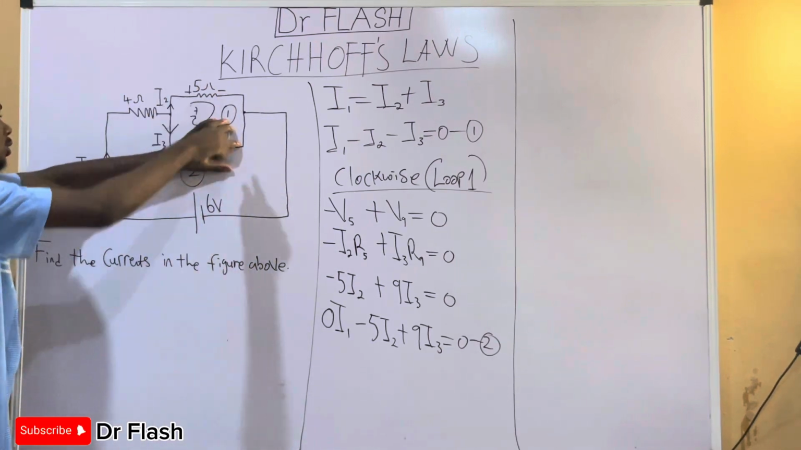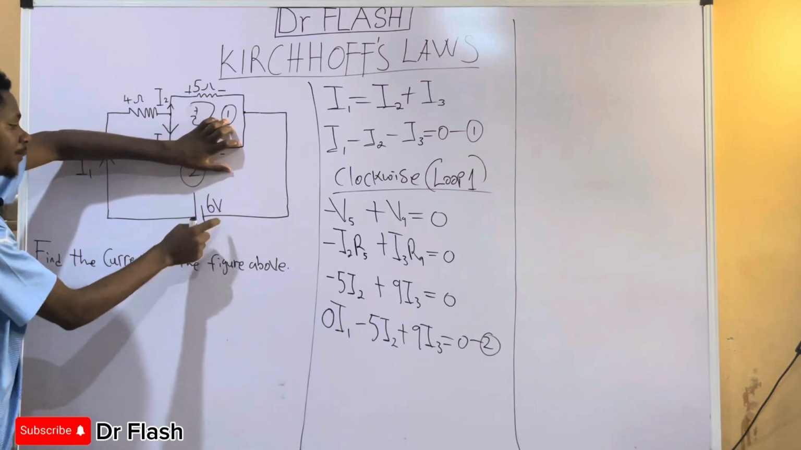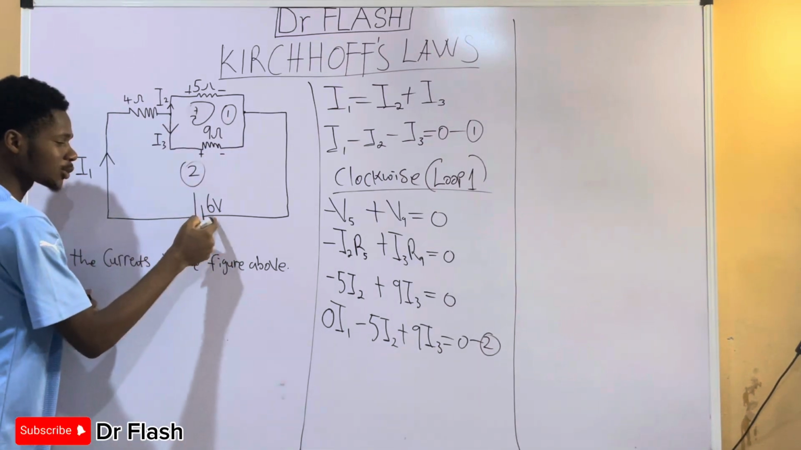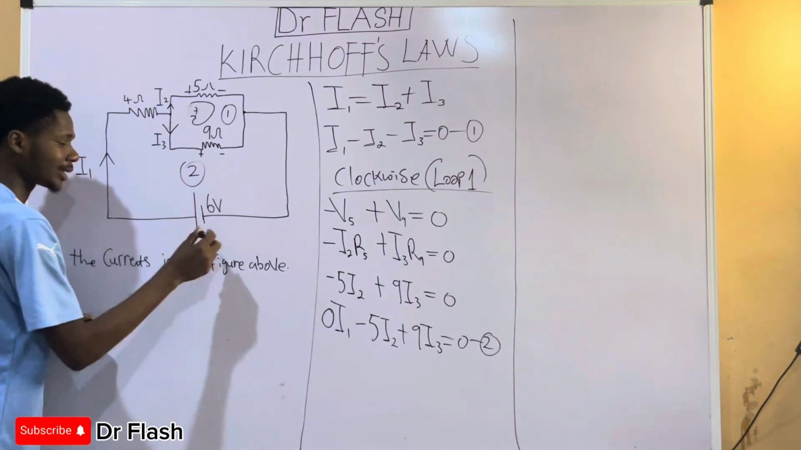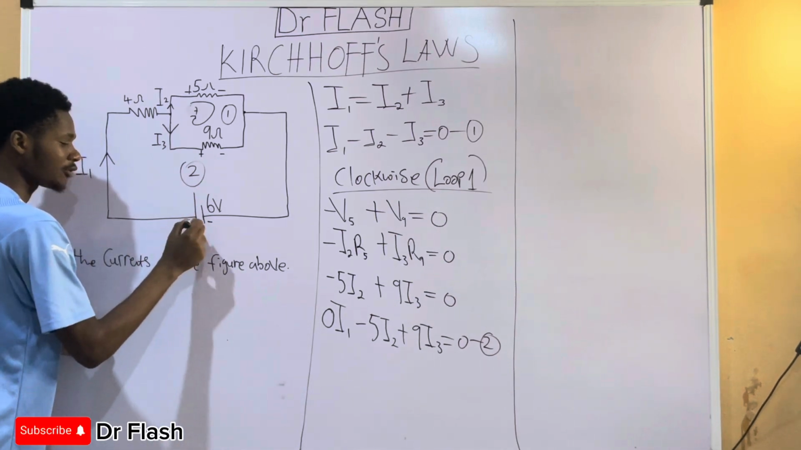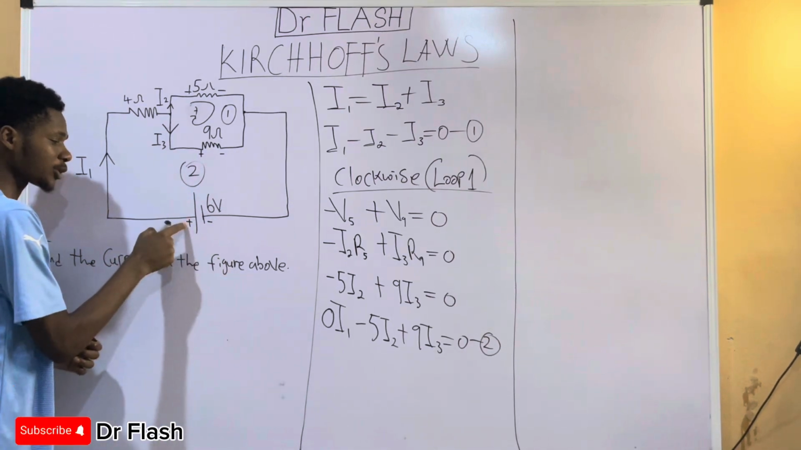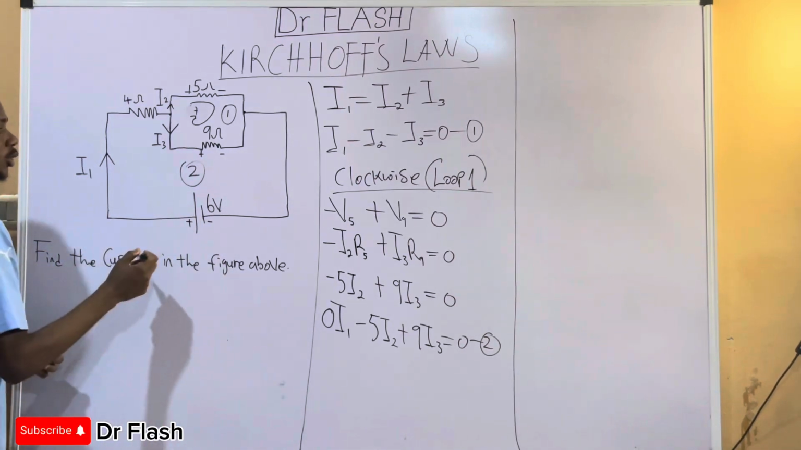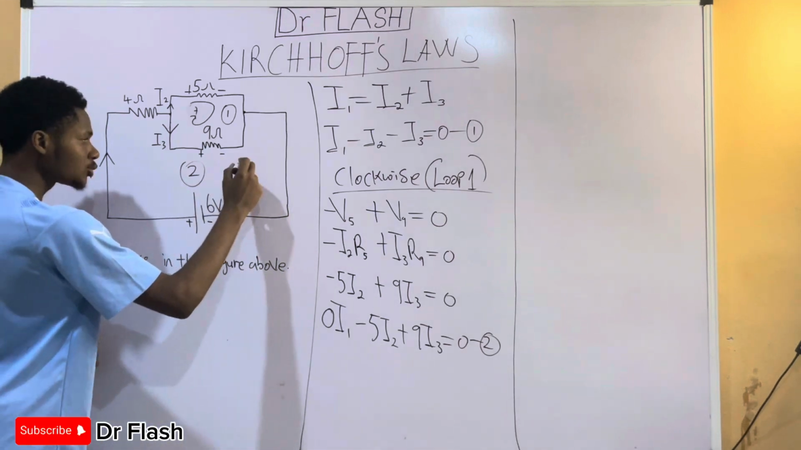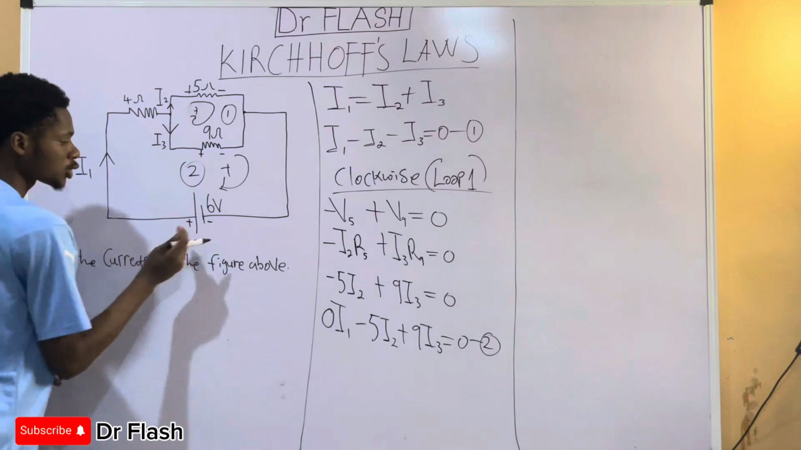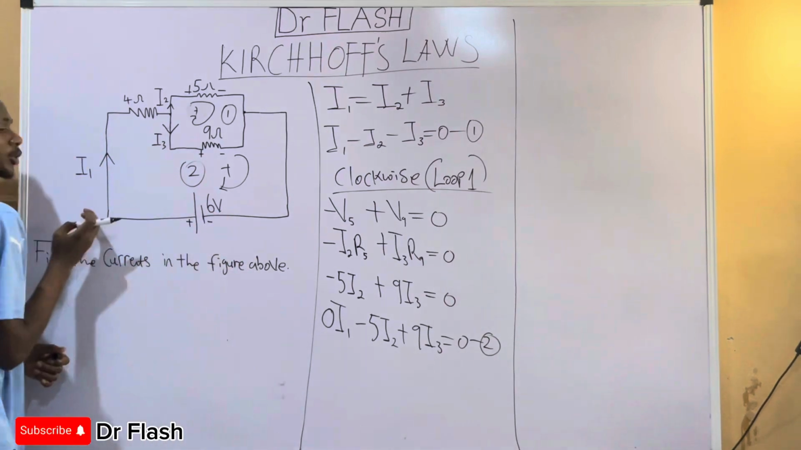So here is the loop. Now we're starting from here. Notice that this line is longer than the other one. It means current is moving from the right hand side to the left hand side. That means here is negative and here is positive, right? Or rather, current is moving from here to here. Here is positive, here is negative. So what direction are we going to take? Let's still take the clockwise direction to be positive. So I'm moving from the negative side to the positive side.